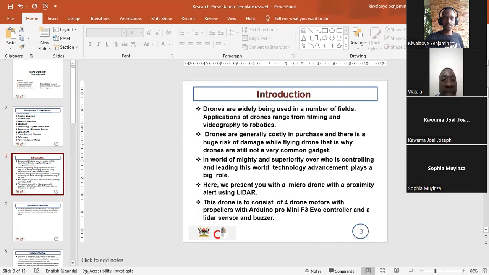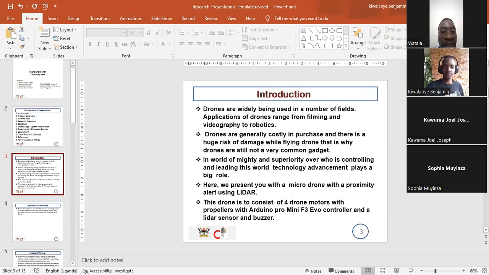Drones are widely being used in a number of fields. Applications of drones range from filming and videography to robotics. Drones are generally costly to purchase, and there is a huge risk of damage while flying a drone. That is why drones are still not a very common gadget. In the world of might and superiority over who is controlling and leading this world, technology advancement plays a big role. Therefore, here we present to you a micro drone with a proximity alert system using LiDAR.